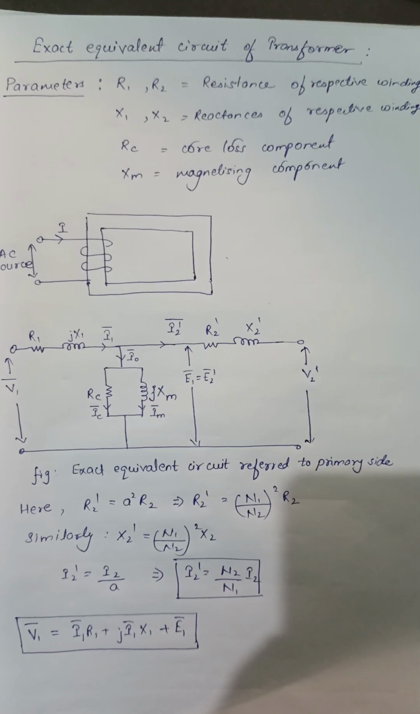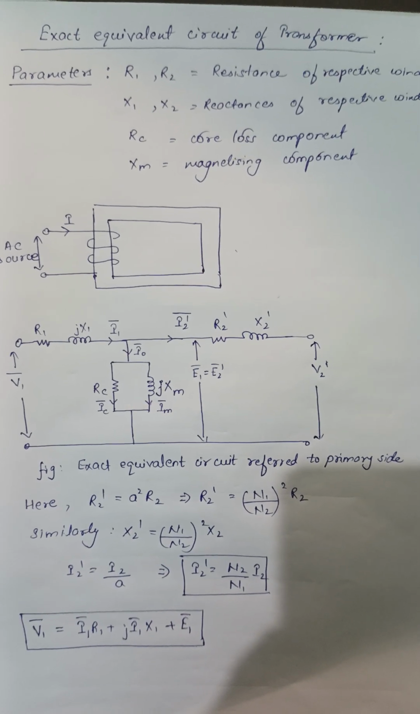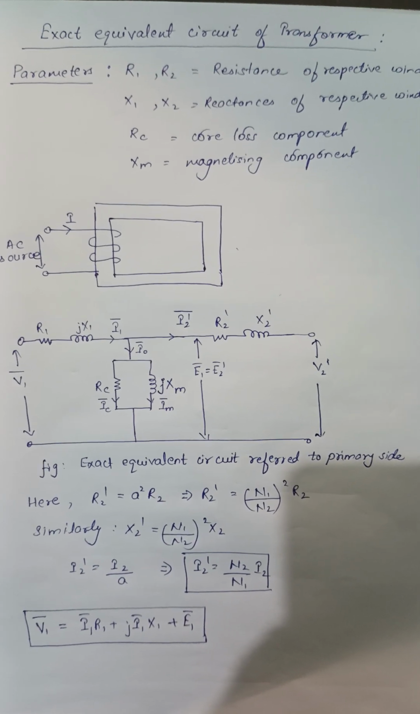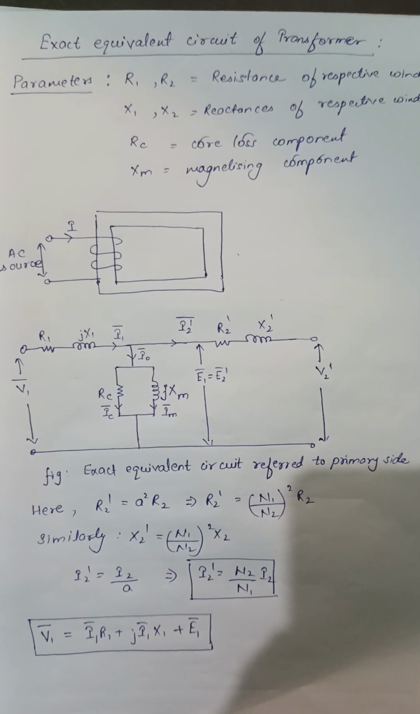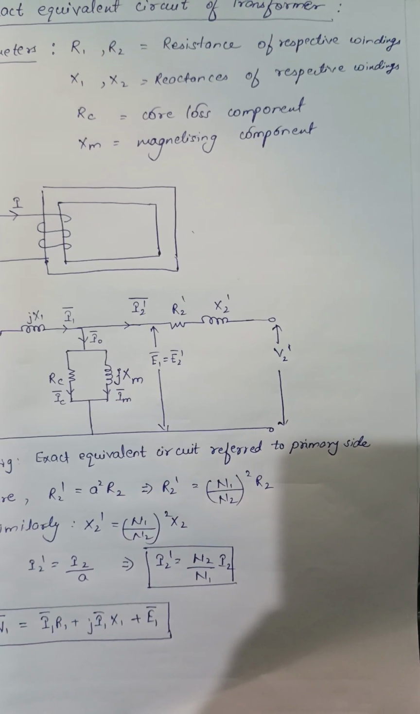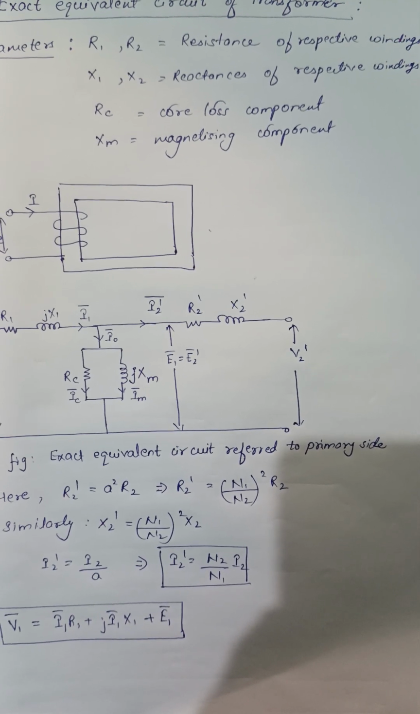Hello everyone. Today's topic is the exact equivalent circuit of a transformer. When we are going to draw the exact equivalent circuit of a transformer, first of all we see that there are parameters R1, R2, X1, X2, RC and XM.